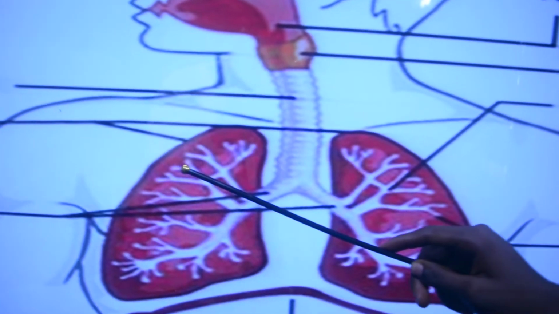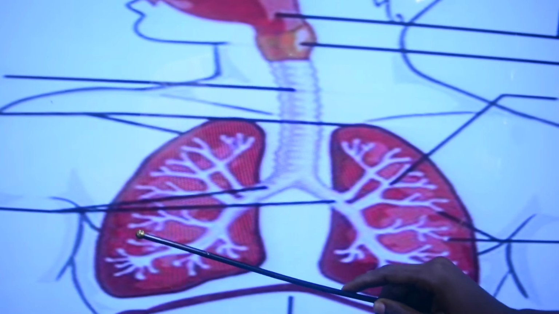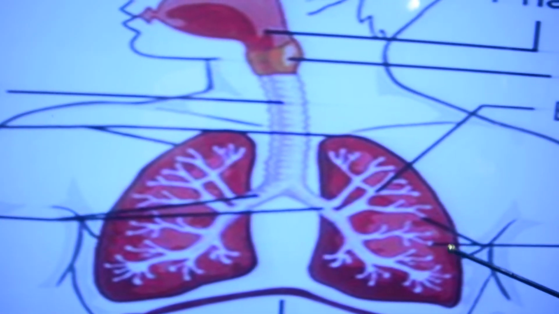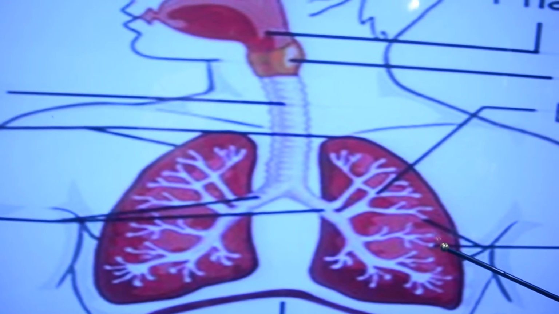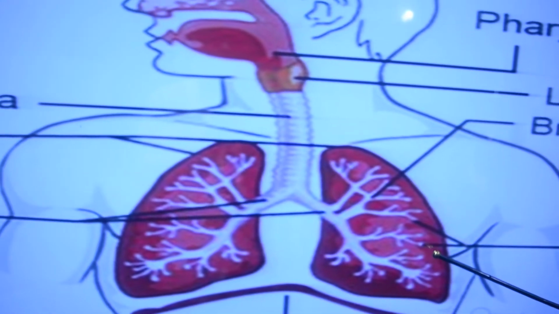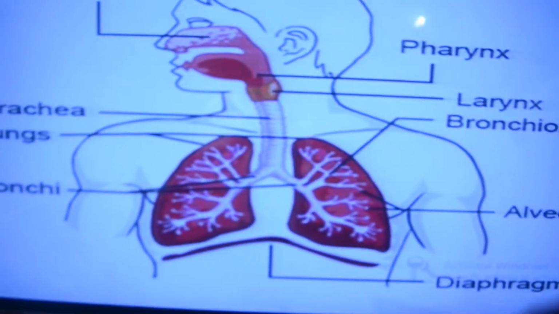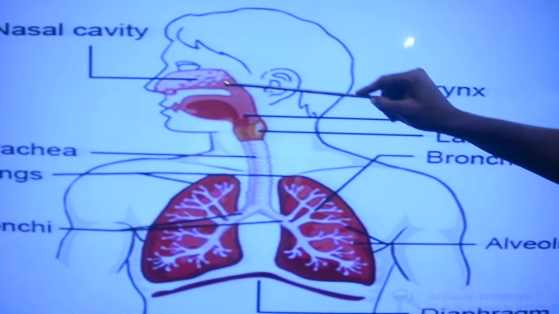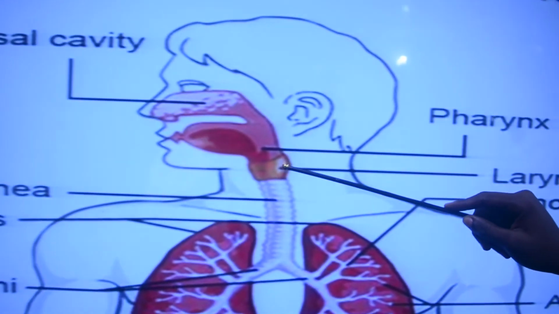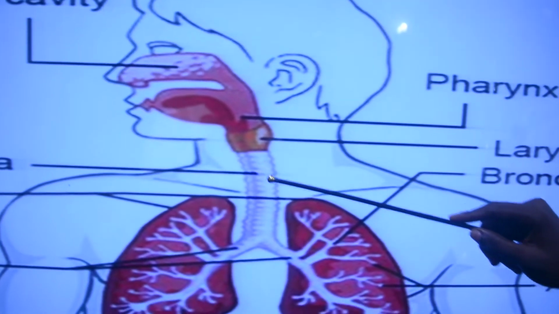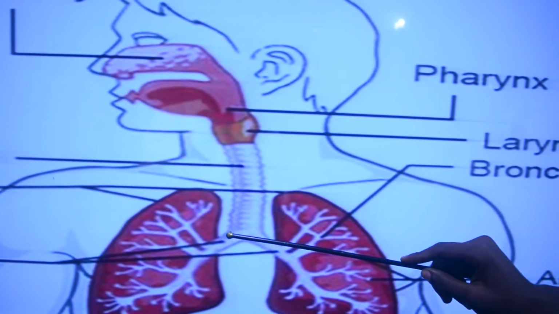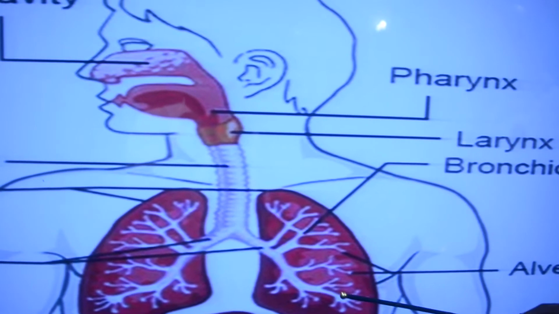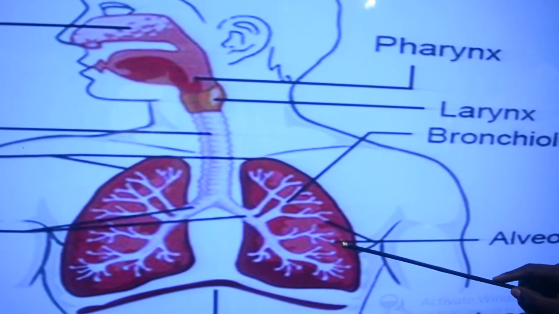Tiny air sacs found at the end of each bronchiole. Those are what we refer to as the alveoli, singular being alveolus. All right? So right from the onset, from the nasal cavity, air travels to the pharynx, to the larynx, down to the trachea, down to the bronchi, and then moves to the bronchioles and ends up in the alveoli.